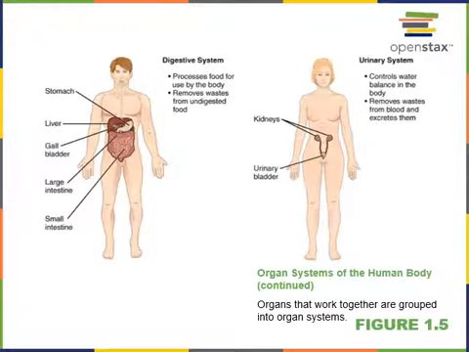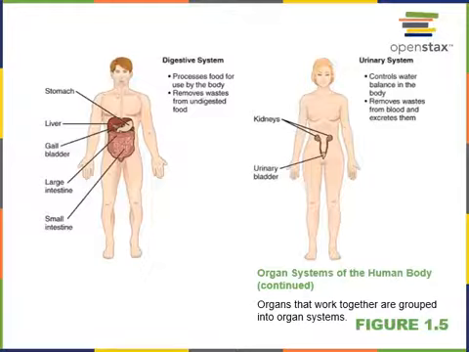The digestive system organs include the oral cavity, salivary glands, pharynx, esophagus, stomach, small intestine, liver, gallbladder, pancreas, and large intestine. The primary function is to ingest food, break that food down, and absorb nutrients from the food, and then eliminate waste from the body.